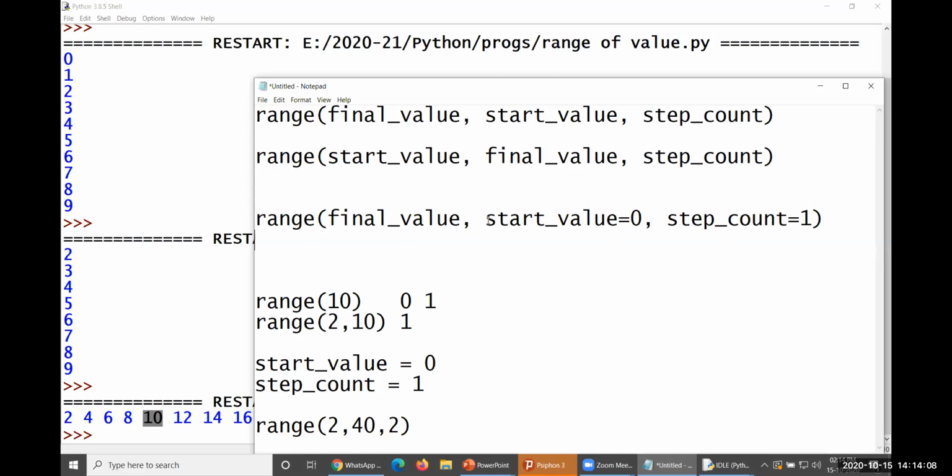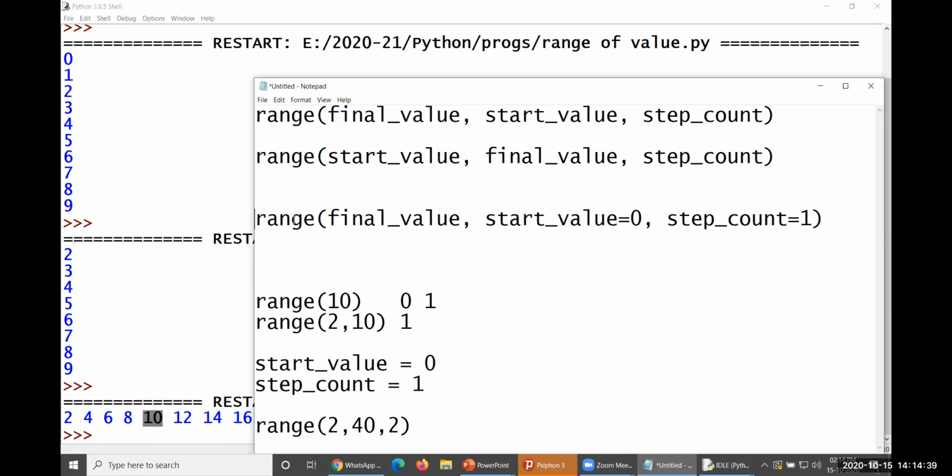If you supply a value for start, then 0 will be overwritten with 2. And if you provide a step count value on your own, then it is overwritten or overridden with 2 here. Okay. If you do not provide anything, the default values will be taken. If you provide the values, they will always be overwritten here.